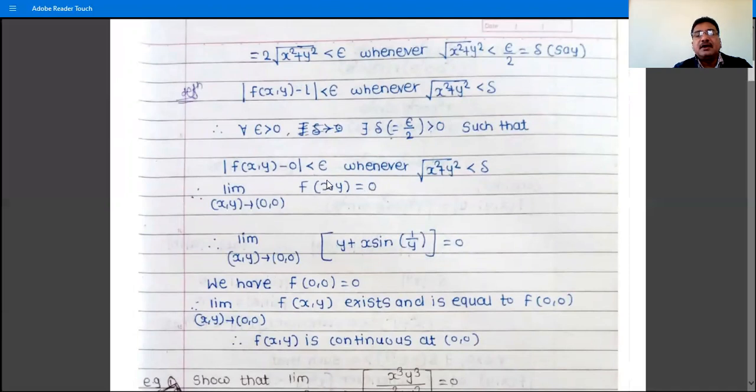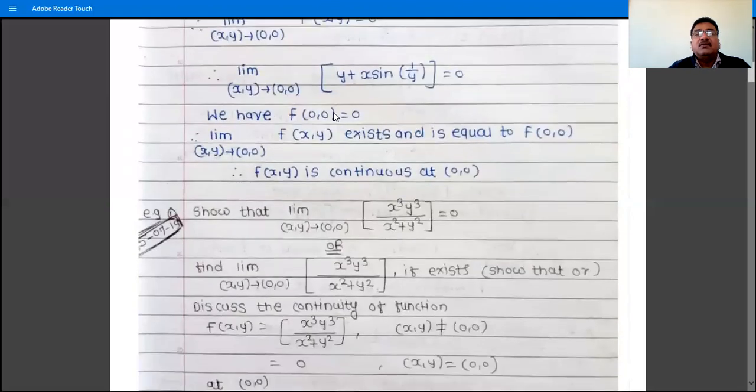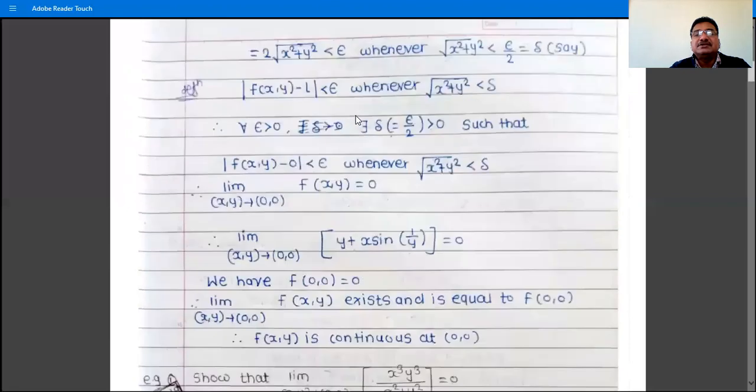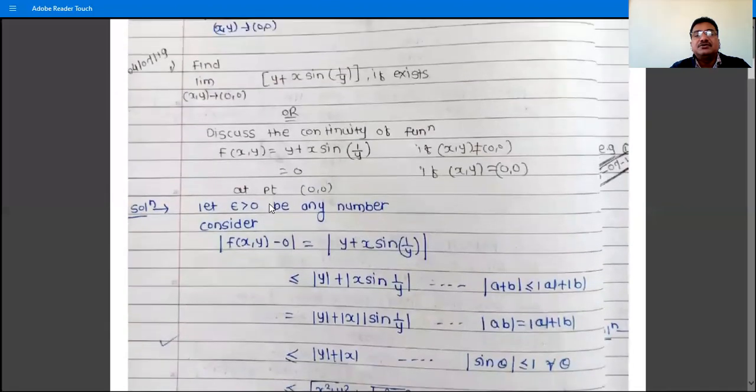And therefore what is fxy? Fxy is y plus x sine 1 by y, which is 0. So this limit exists and is equal to 0. If the limit exists, then take it as equal to 0. And what is f of 0 0? F of 0 0 is 0. This is the given. F of xy at 0 0 means what?